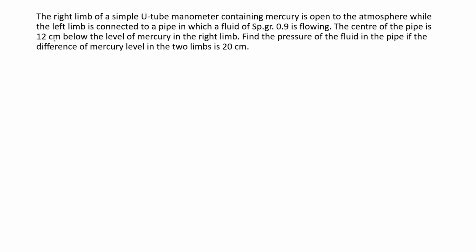In this lecture, we will do a problem on U-tube manometer. So the problem is like this. The right limb of a simple U-tube manometer containing mercury is open to the atmosphere, while the left limb is connected to a pipe in which a fluid of specific gravity 0.9 is flowing. The center of the pipe is 12 cm below the level of mercury in the right limb. Find the pressure of the fluid in the pipe if the difference of mercury level in the two limbs is 20 cm. So let us try to draw this.